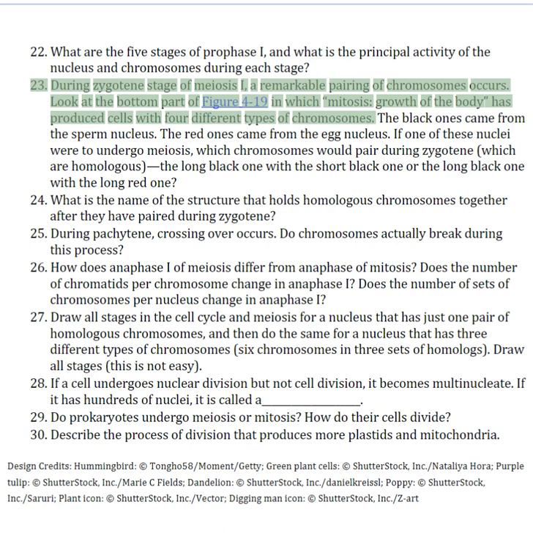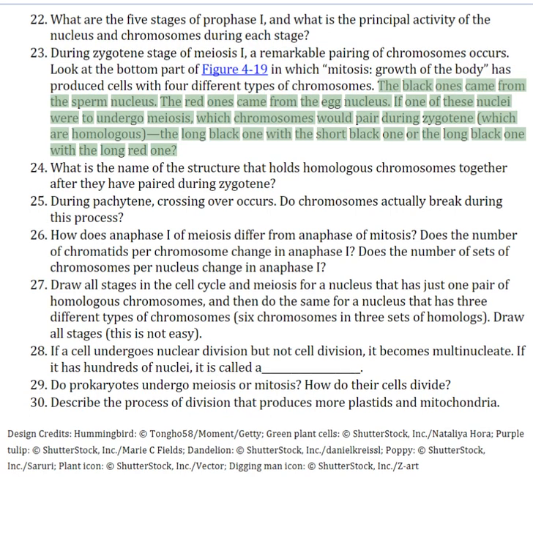23. During zygotene stage of meiosis I, a remarkable pairing of chromosomes occurs. Look at the bottom part of figure 4.19 in which mitosis, growth of the body, has produced cells with 4 different types of chromosomes. The black ones came from the sperm nucleus. The red ones came from the egg nucleus. If one of these nuclei were to undergo meiosis, which chromosomes would pair during zygotene, the long black one with the short black one or the long black one with the long red one?